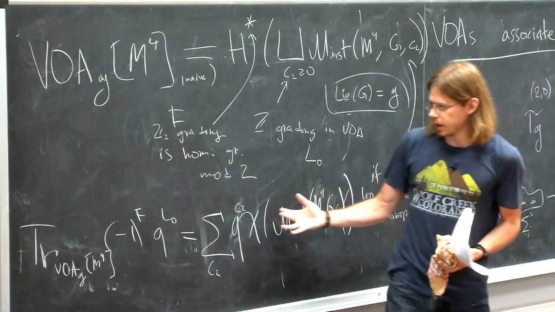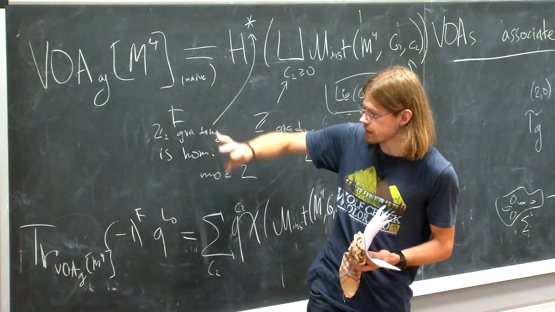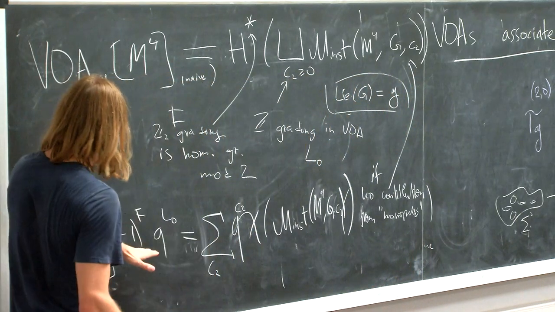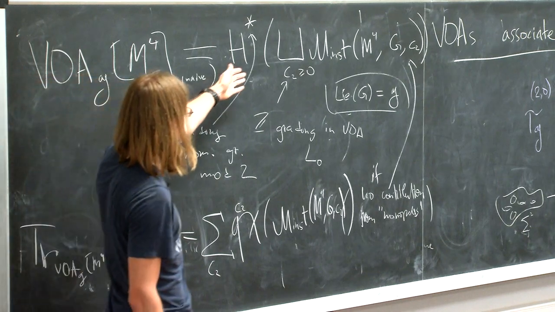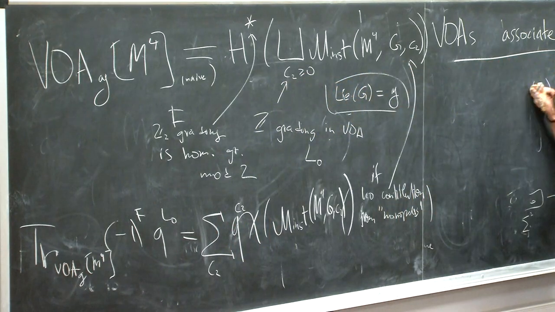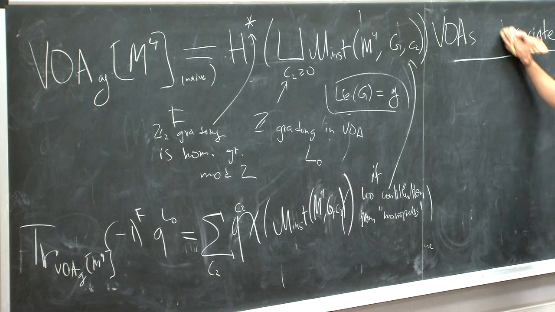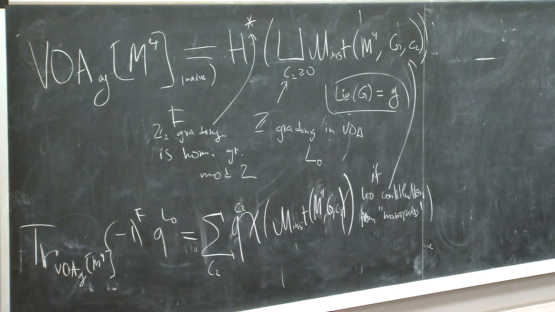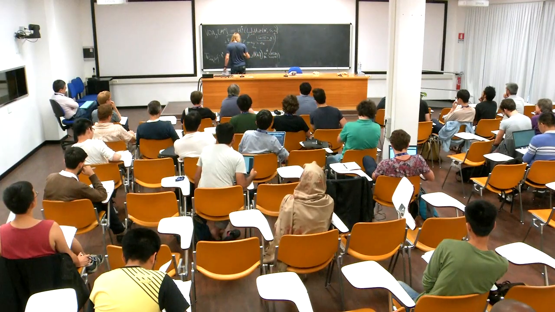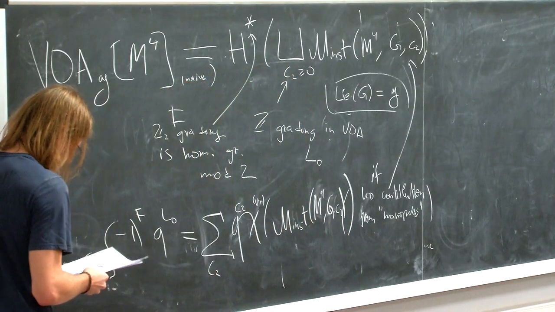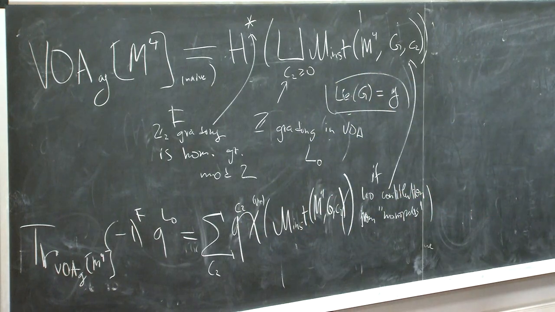So this is kind of one. One can construct something different starting from this VOA. It contains a bit more structure than just the character. It contains more information than just a vector space. It contains this vertex algebra structure. Well, to be precise, you need to do some sort of virtual count. But, as I said, this is a naive expectation.